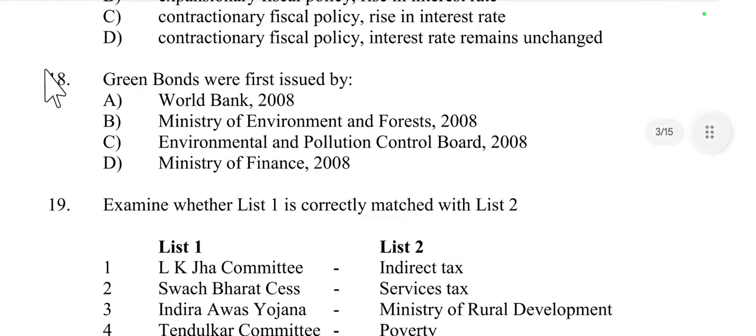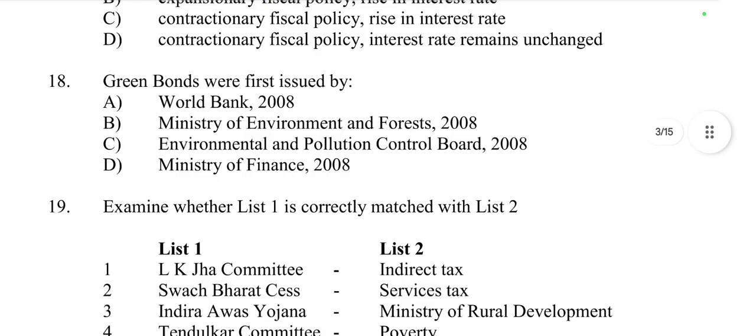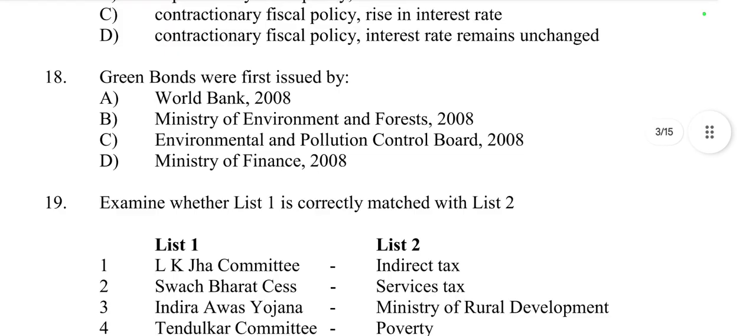Then question number 18. Green bonds were first issued by World Bank 2008, or Ministry of Environment Forest 2008, or Environment and Pollution Control Board, or Ministry of Finance. So green bonds were first issued by World Bank in 2008. So option A is right here. Green bonds were first issued by World Bank in 2008.